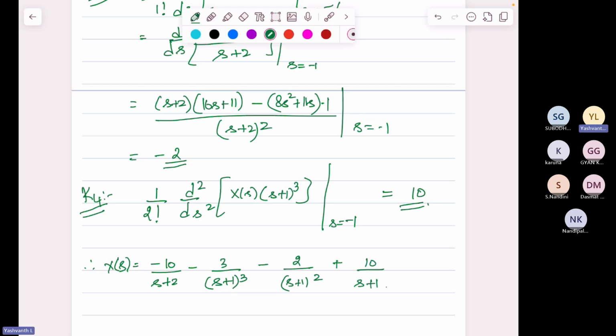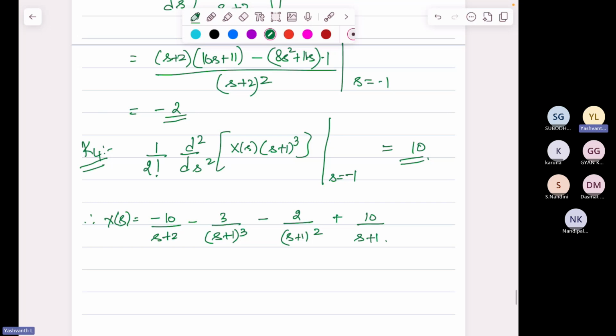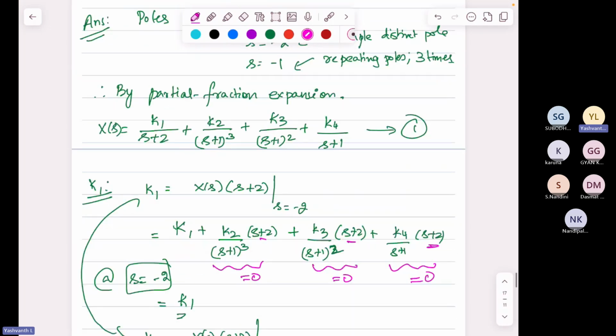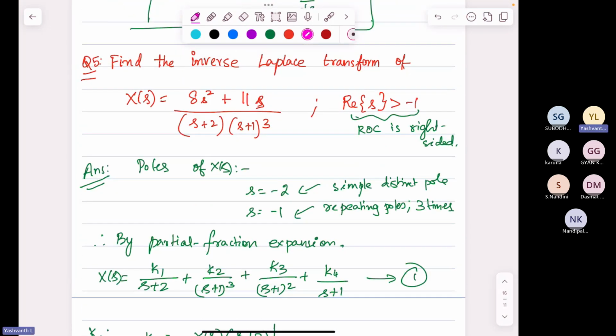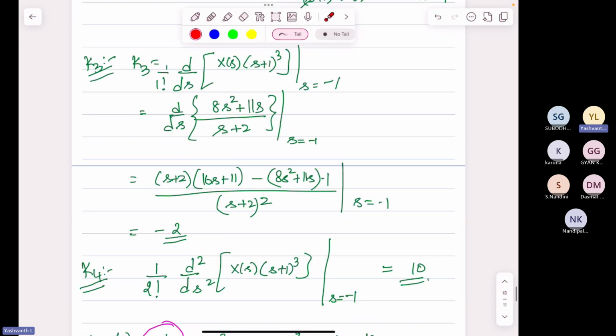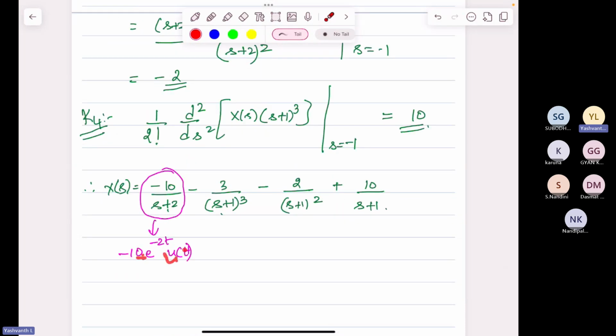Okay, and now you see, you have been able to find X(s) as separable terms. Now we'll find the inverse Laplace transform of each of these terms separately. So what is the inverse Laplace transform of minus 10 by (s plus 2)? Minus 10 into e power minus 2t into u of t. How did I say it is only u of t, not u of minus t? Because I know that the ROC is right-sided, given in the question. That's why I wrote it as u of t, not minus e power minus 2t into u of minus t. No, because that is a left-sided signal. A right-sided ROC means the signal should be right-sided. That's why I wrote this as the inverse Laplace transform.